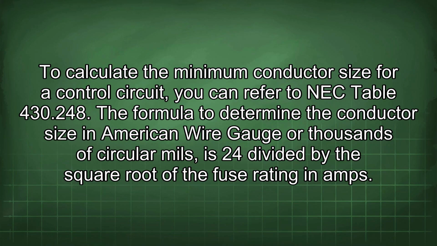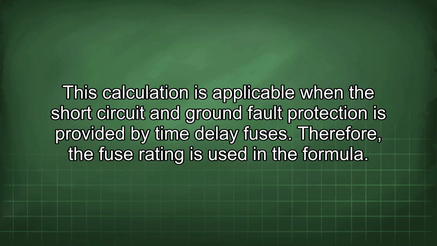To calculate the minimum conductor size for a control circuit, you can refer to NEC Table 430.248. The formula to determine the conductor size in American wire gauge or thousands of circular mils is 24 divided by the square root of the fuse rating in amps. This calculation is applicable when the short circuit and ground fault protection is provided by time delay fuses. Therefore, the fuse rating is used in the formula.